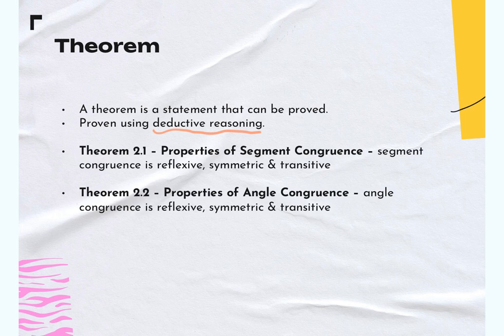The first theorem has a number, theorem 2.1. All that number means is it's the first theorem in chapter 2, so the number here is not important. The name of it this time is Properties of Segment Congruence. And basically it says segment congruence is reflexive, symmetric, and transitive. So instead of just saying that AB equals BA, you can also say segment AB is congruent to segment BA.